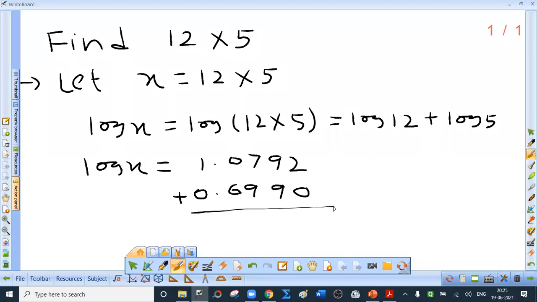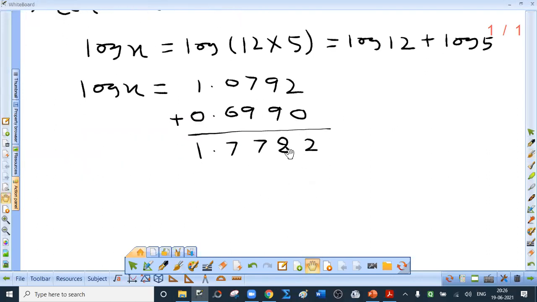Now add this addition as it is. 2 plus 0, 2. 9 plus 9, 18, 1 carry. Then 17, then 7, 1. So the addition is 1.7782, right? This is log x. Listen to me carefully. You can write after this. Therefore, x is what? Anti-log of what? 1.7782.